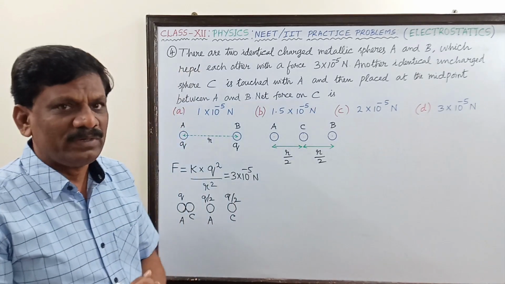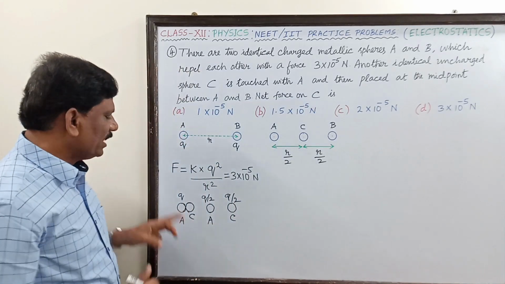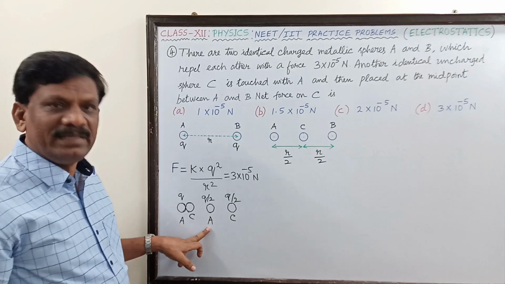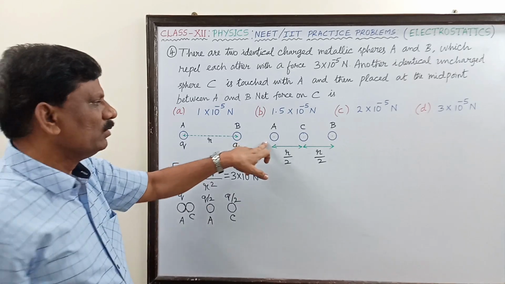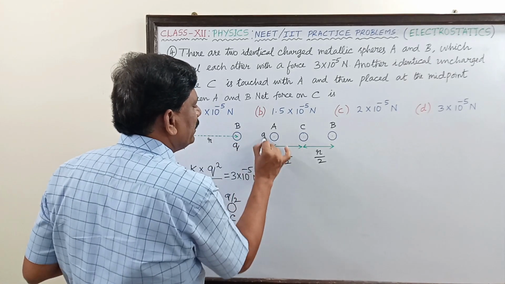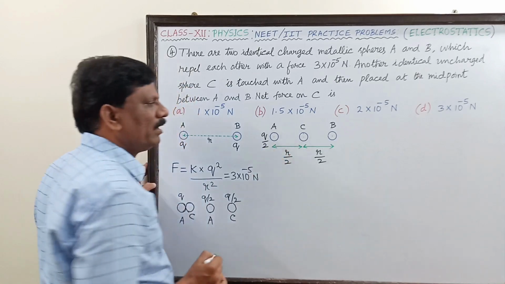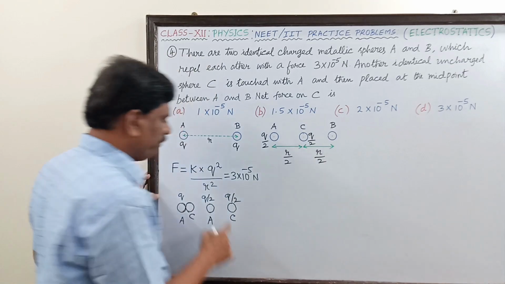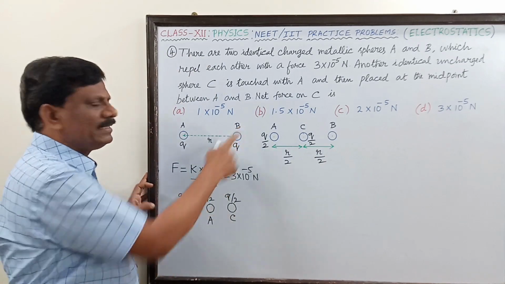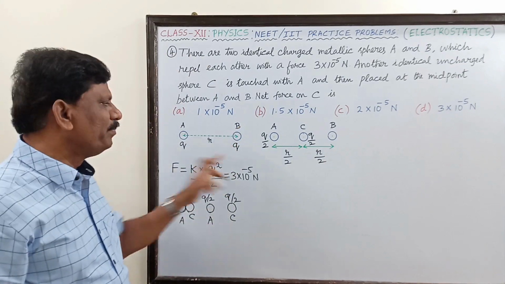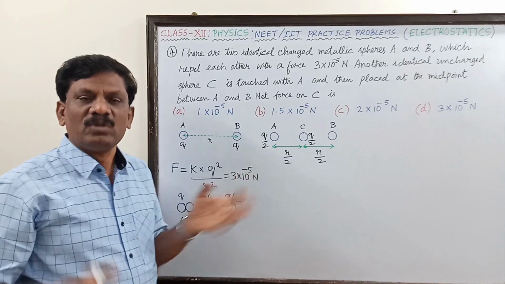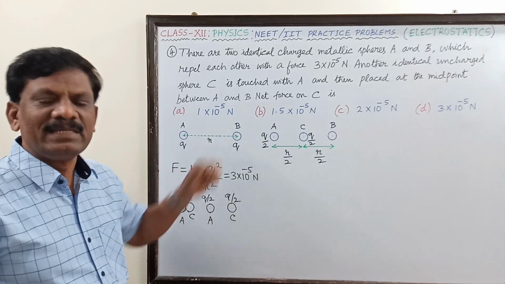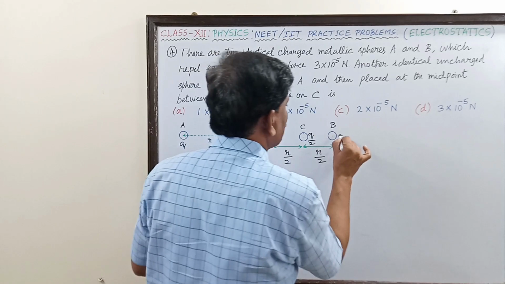Yes children, now you tell me what is the charge remaining in the sphere A now? It is Q by 2. So here the charge residing is Q by 2. And the charge in C also is Q by 2. But B is undisturbed, is it not? The sphere B is undisturbed, so the charge that remains there is Q itself.